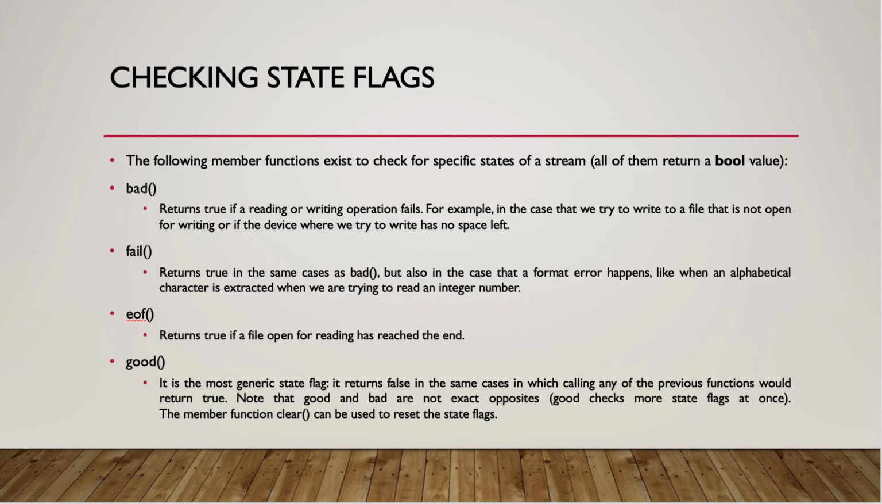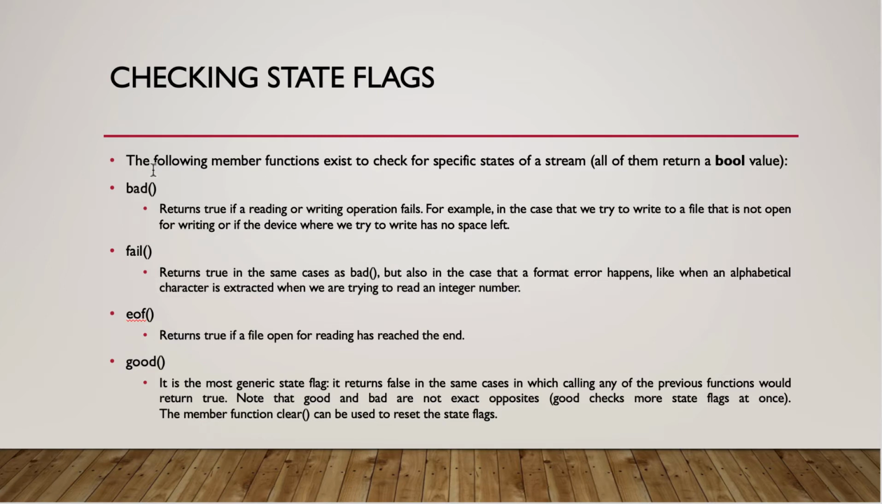So the following member functions exist to check the specific states of the stream. Remember, all of these are going to return you a Boolean value, which is going to be very helpful if you use it in an if statement and check it. So you can have myStream.bad, which returns true if a reading or writing operation fails. myStream.fail is true in the same case as bad, but also a format error may happen, like when an alphabetical character is extracted and you were looking for an integer.